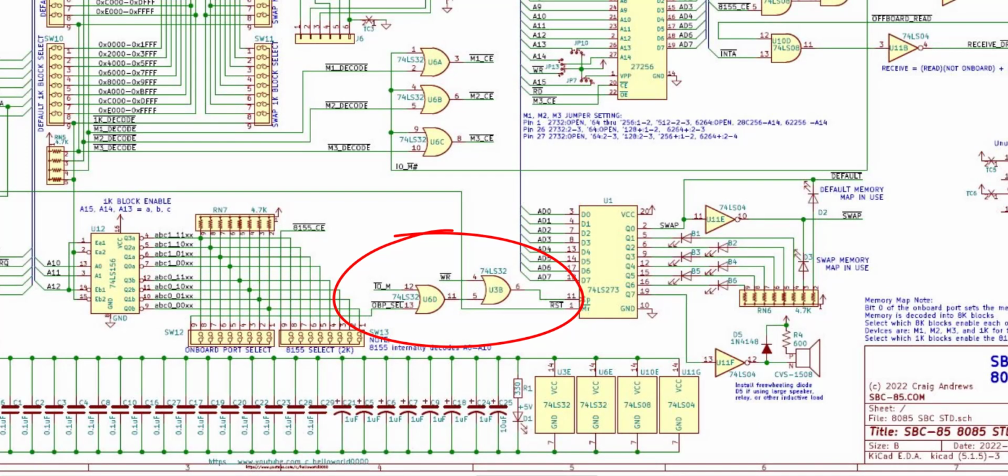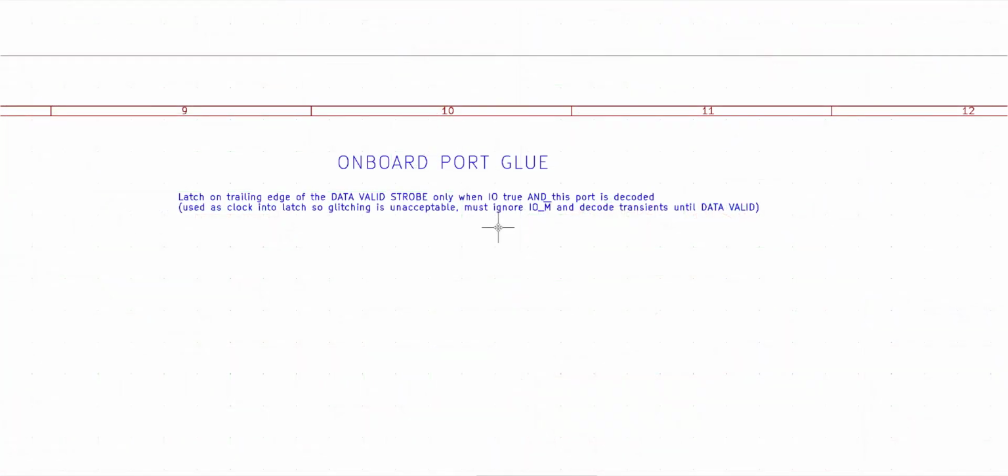All right, I've already written down a little description here for the onboard port glue. So for the onboard port, and this is all just assertion level functional signals, we want to latch on the trailing edge of the data valid strobe only when IO is true and this port is decoded. And we're going to use that signal as a clock into our data latch, so glitching is unacceptable. We must ignore IOM and decode transients until we get the data valid signal.